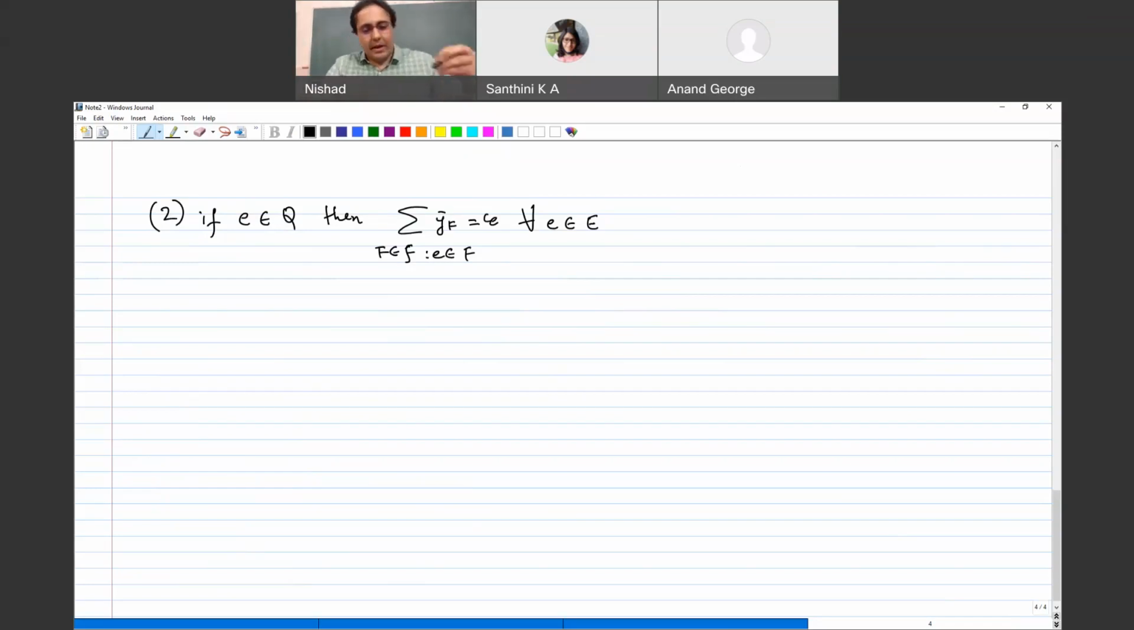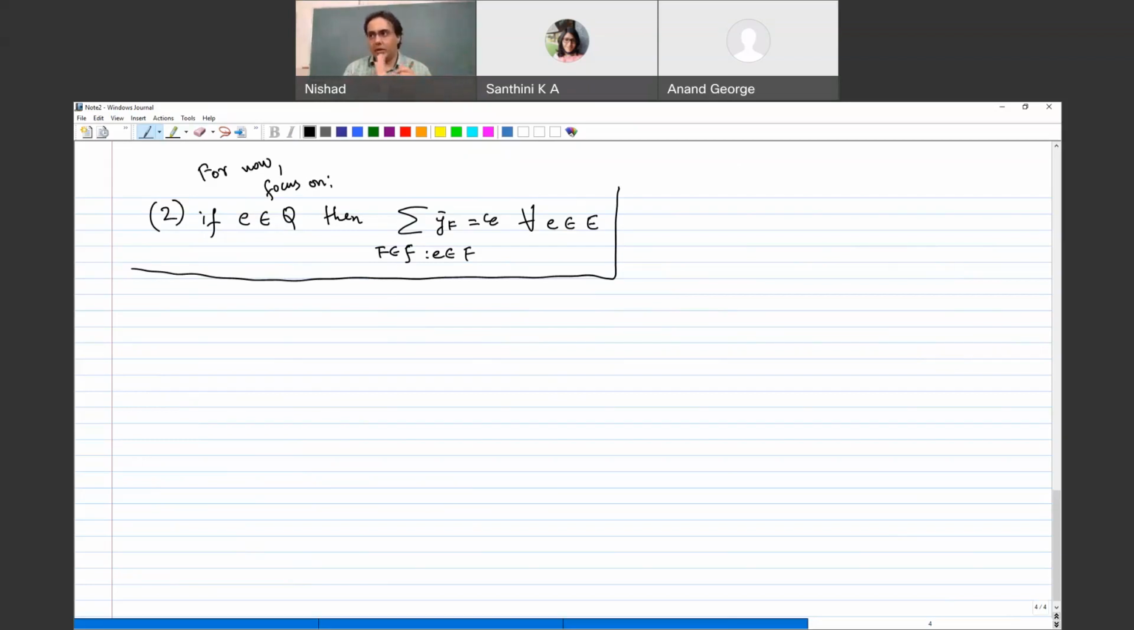So let's begin our algorithm with thinking about this particular condition. For now, let us focus on the second condition. We'll then worry about how to get the first condition to work. So the first question is, of course, what Varun raised. How do you even find a dual feasible solution? Right, so let's think about that.